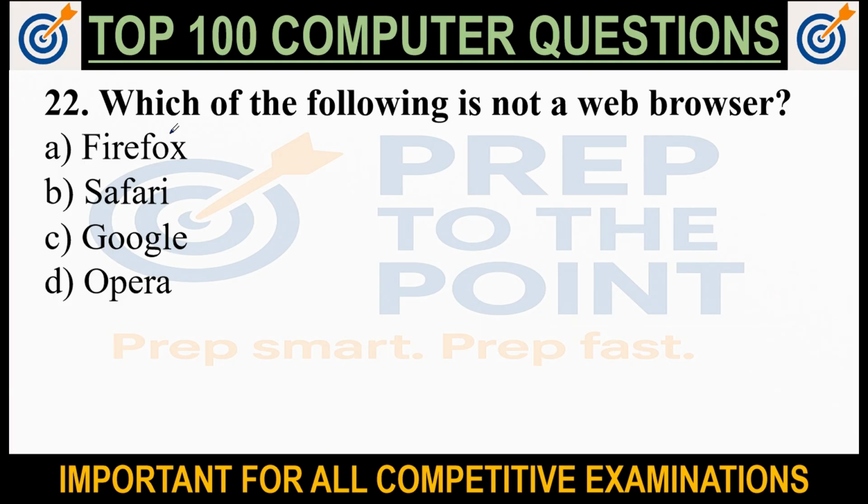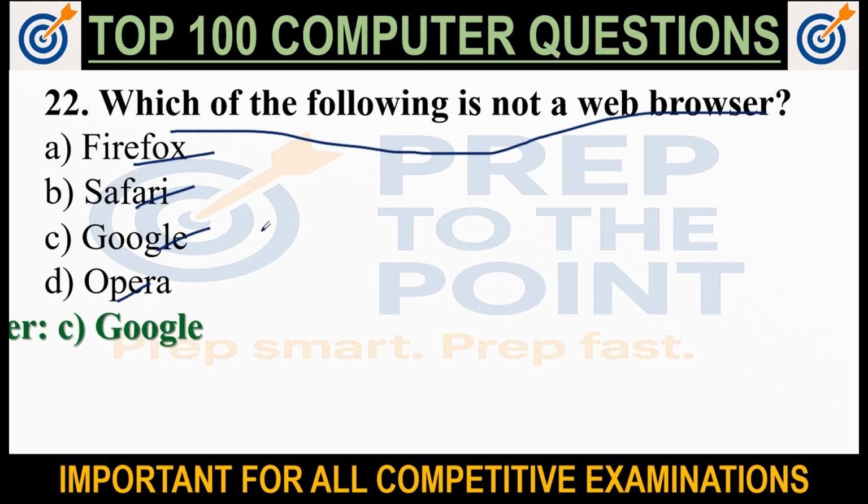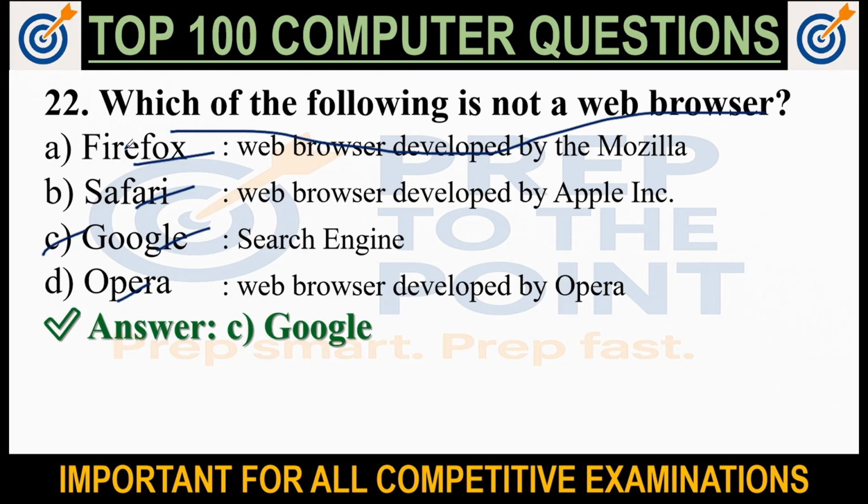Which of the following is not a web browser? Firefox, Safari, Google or Opera? The right answer is Google, because we all know that Firefox, Safari and Opera are web browsers, but Google is a search engine.